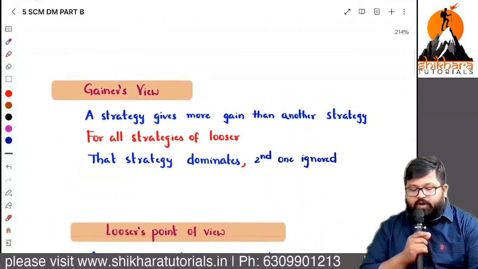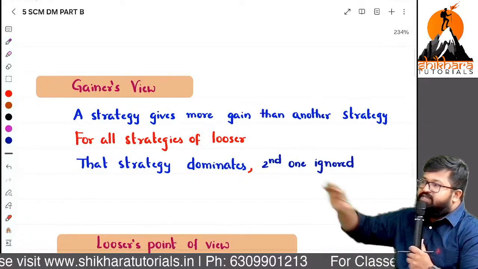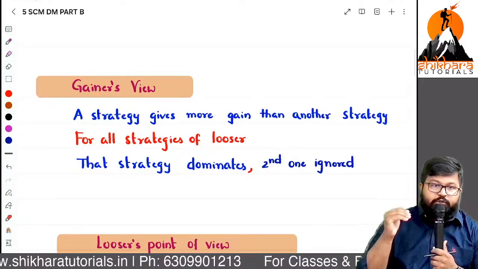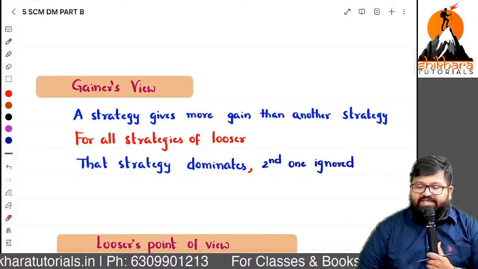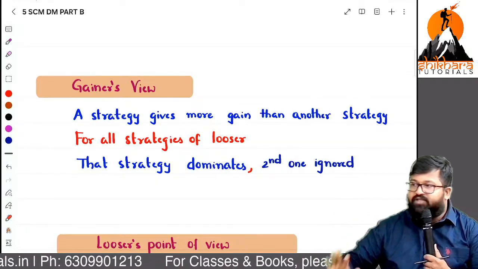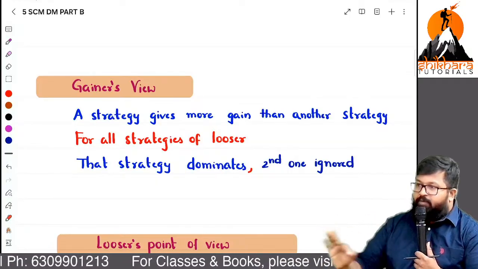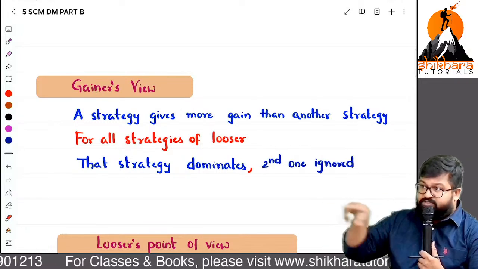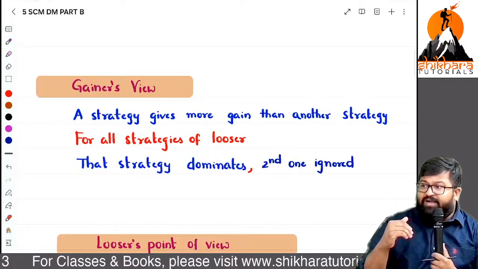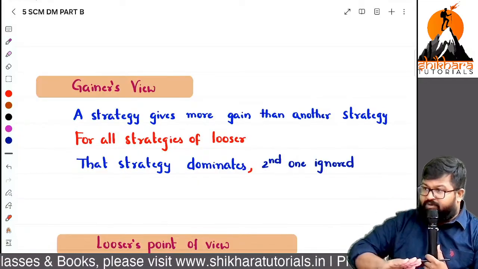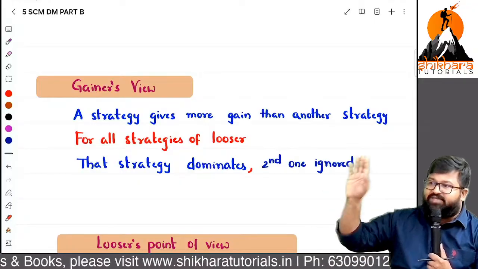So now, can you tell this sentence? First point: what is the gainer's view? Who is the gainer? The maximizing player always wants to gain. A strategy gives more gain than another strategy for all strategies of the loser; that strategy dominates, and the second one is kept aside. When I'm comparing rows, if I get higher values in one part compared to the other, that part will be kept by me, and the other part will be cancelled.